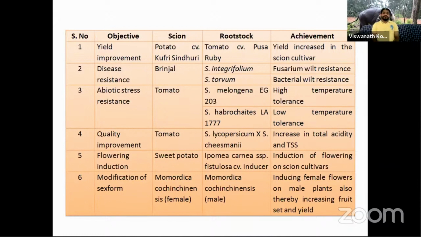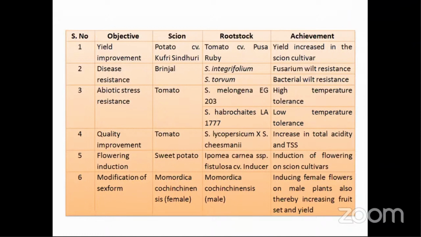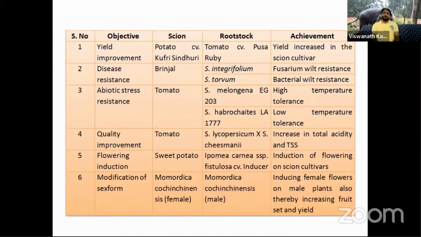And flower induction, especially in tropical tuber crops, where flowering is a big problem. By grafting onto a flowering cultivar inducer, we can induce flowering also in non-flowering types. And as I told earlier, modification of sex form in Momordica cochinchinensis: by inducing female flowers on male plants, by grafting the female scion, we can convert the 10% unproductive male plants to female plants.